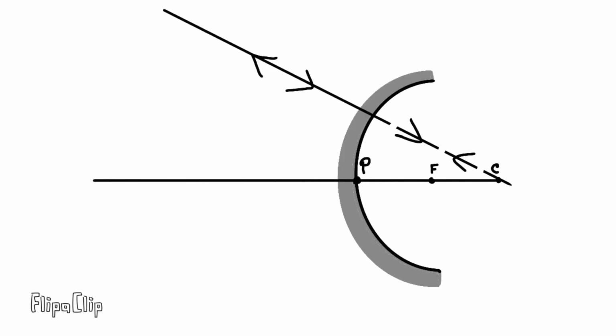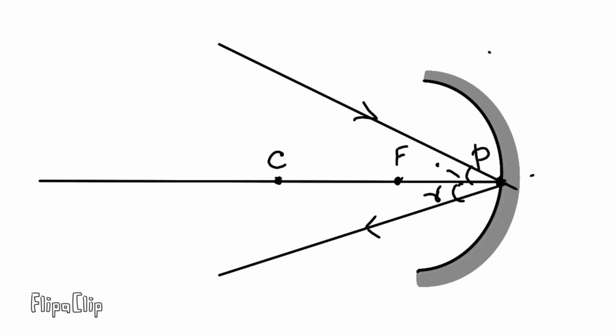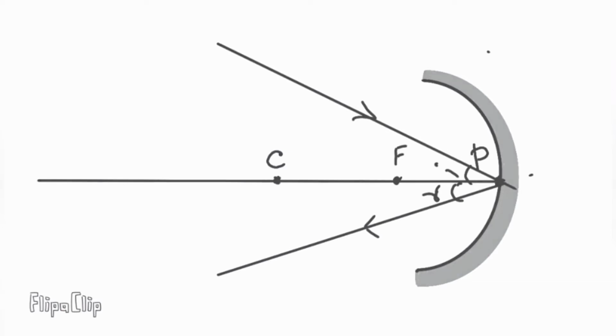On the other hand, a ray directed in the direction of the center of curvature of a convex mirror after reflection is reflected back along the same path. As per the fourth rule, a ray of light which is incident at the pole of a concave mirror is reflected back, making the same angle with the principal axis.